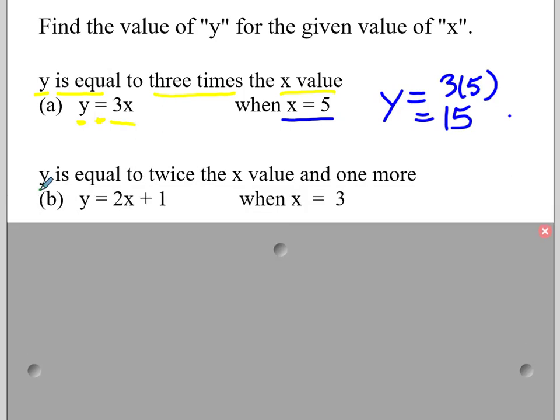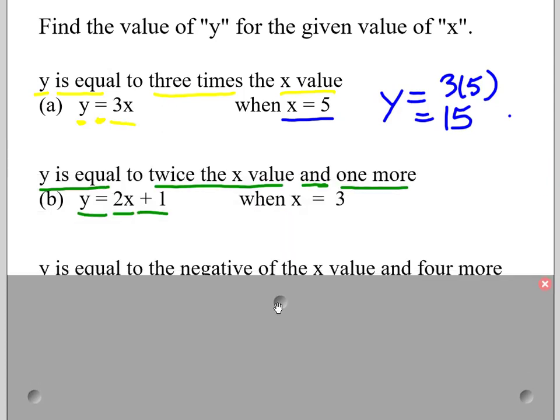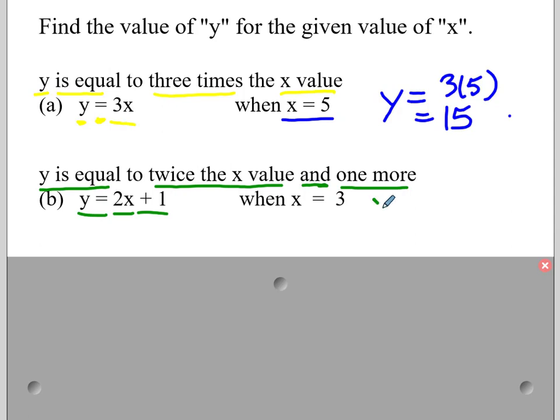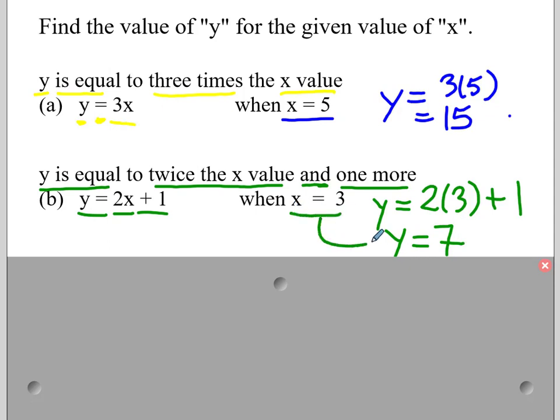So we have y is equal, there it is, twice the x value, there it is, and one more. That's the plus 1. Okay, so when x is equal to 3, our y value would be 2 times 3 plus 1. 2 times 3 is 6, plus 1 more is 7. So when x is 3, the y value in the relationship is 7. Okay, so we're just trying to make some connections on the words.